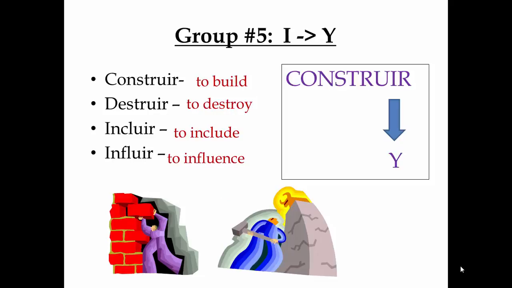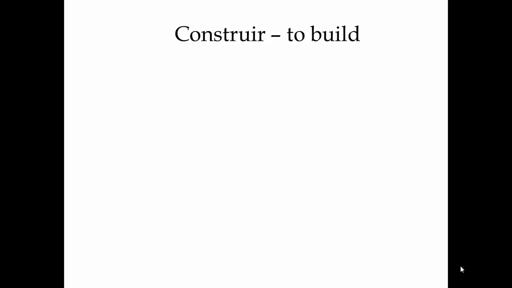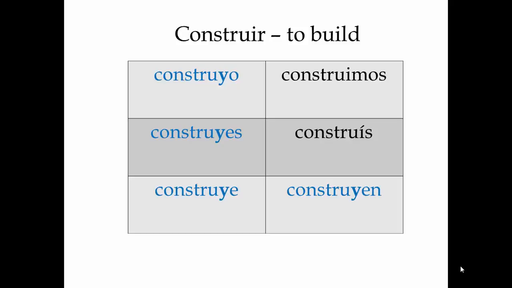Normally, we just take off the IR, add our O, S, A, imos, is, N. But we are going to add a Y also, but just inside the boot. So it's construyo, construyes, construye, construimos, construís, construyen. Go ahead and copy this example down into one of the graphs there on your paper.